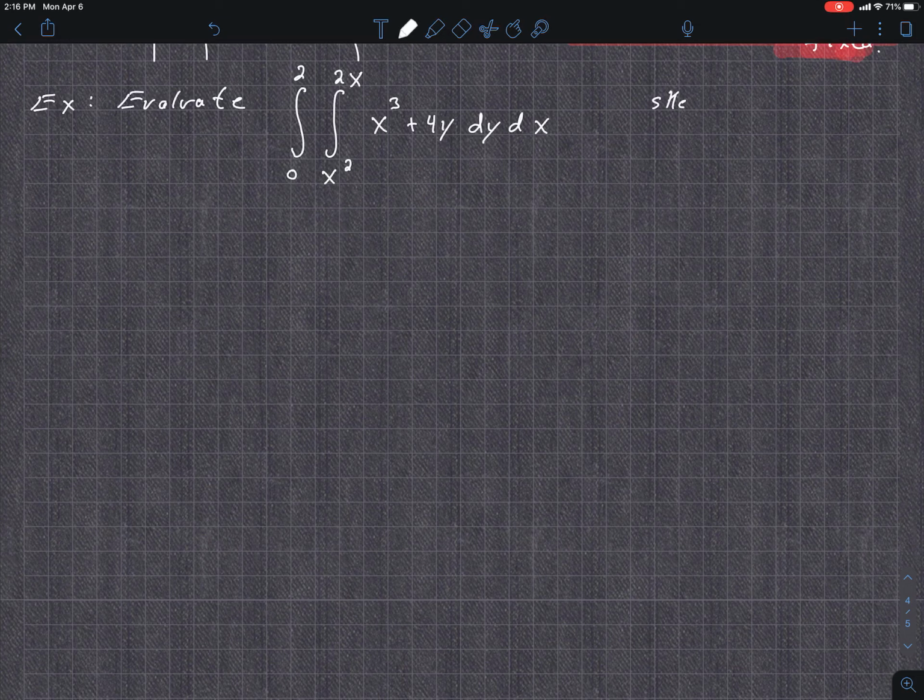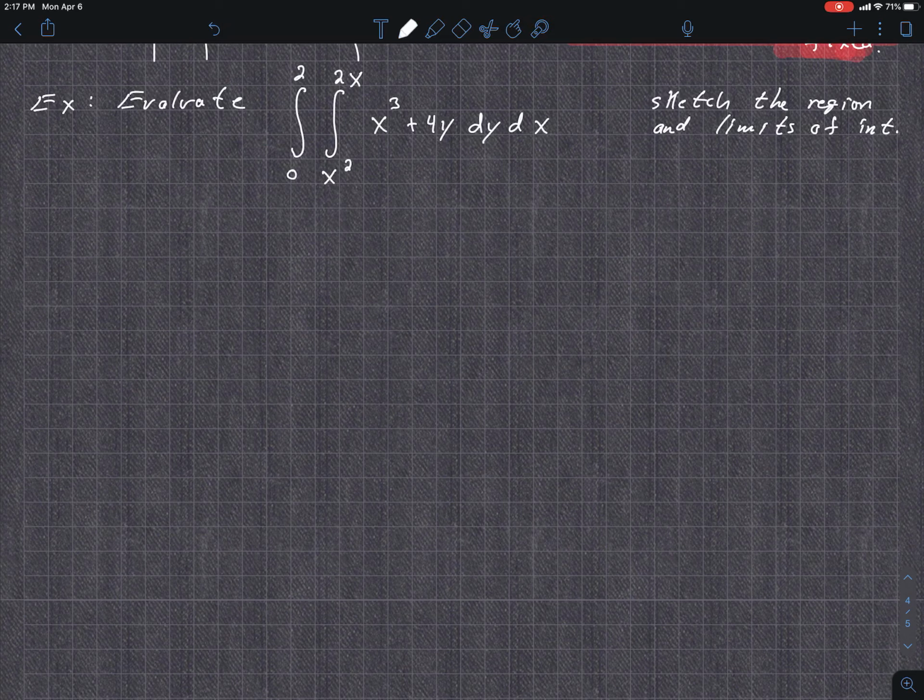So first thing you want to do or think about here is sketch the region and limits of integration. You want to look at and sketch those limits of integration here and here.